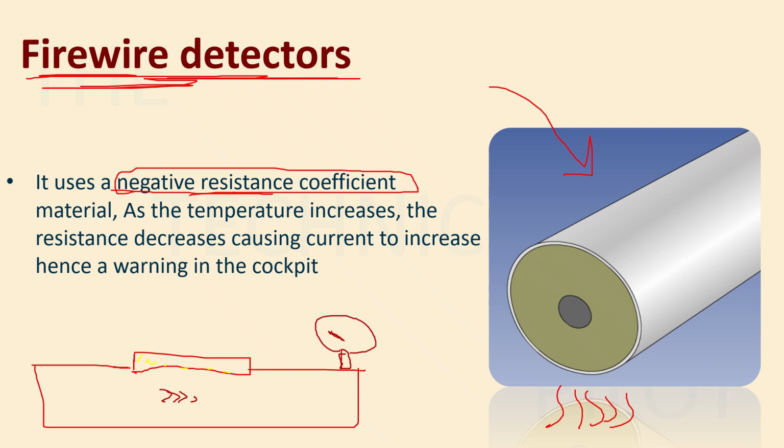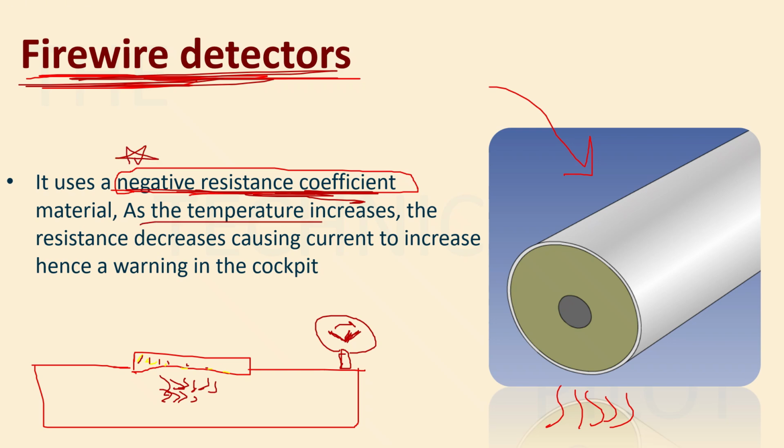So in this case, as I apply heat to this particular negative temperature coefficient wire, the resistance of this wire will reduce, which means there will be more current. So my emitter will start to read more value. This is your negative resistance coefficient material, and it is used in your firewire detectors. Remember this, very important.